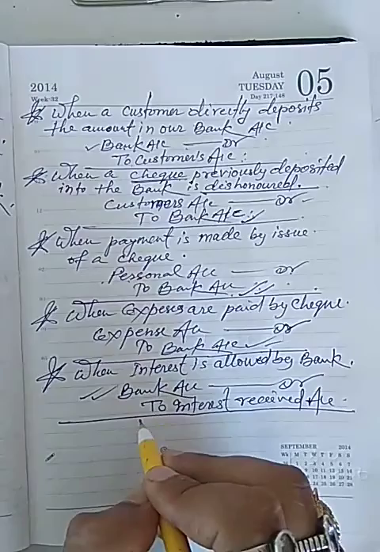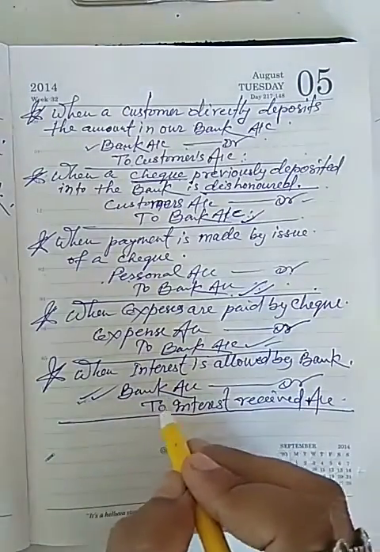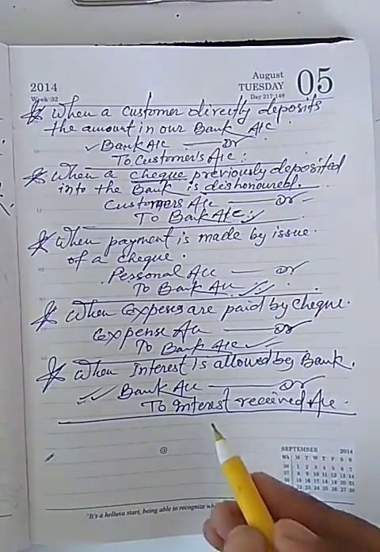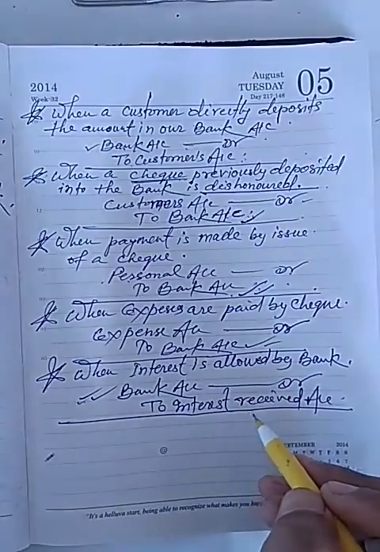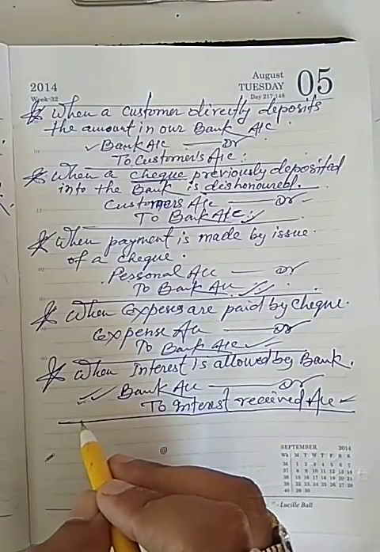Because the amount increases in the bank, it will be debit, and interest received will be our income, so it will be credit.